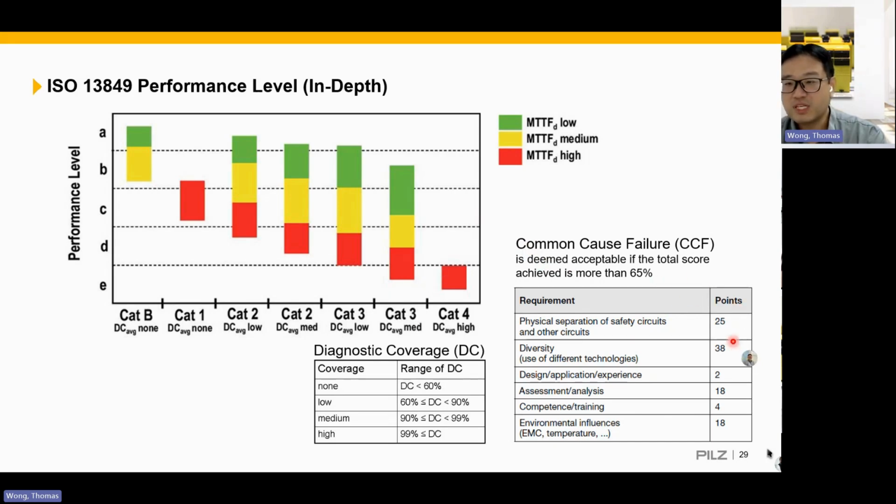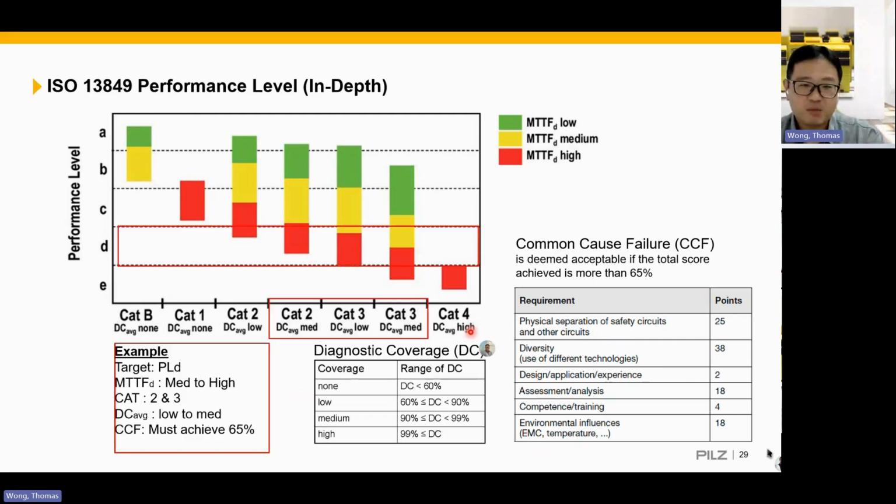Usually most people can achieve 65 by looking at the physical separation of the safety circuits and other circuitries. So if you separate the circuitries, you get 25 points. Using different technologies, meaning diversity, you get 38 points for that. Then design applications and experience, you have 2 points. If assessment and analysis is done, you get 18 points. If you're competent and trained, you get 4 points. And other things like environmental influence, you get 18 points. So you just need to achieve 65 points out of all these 100 points to be able to ascertain that what you have chosen here is actually correct.